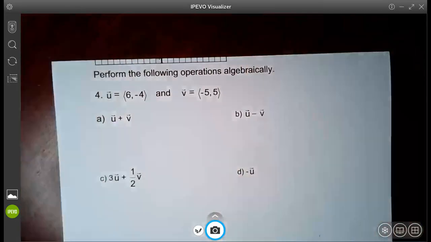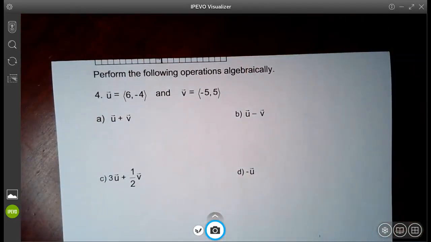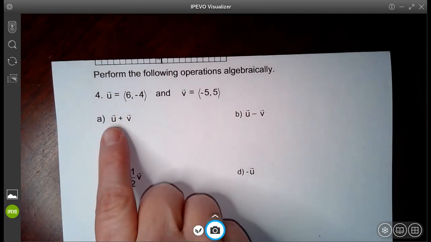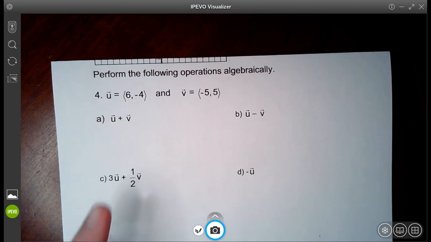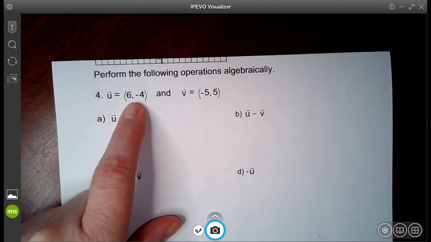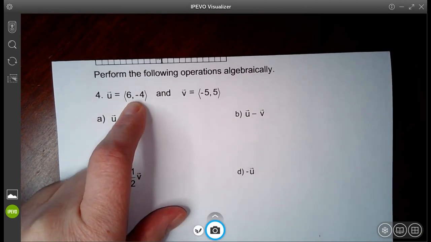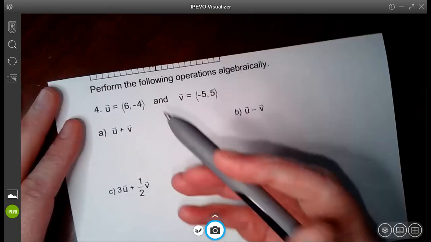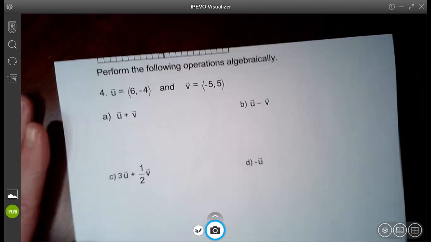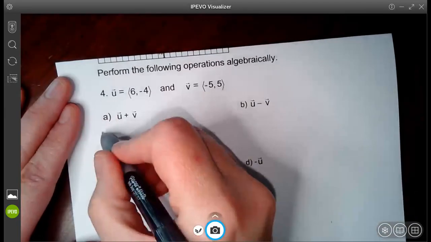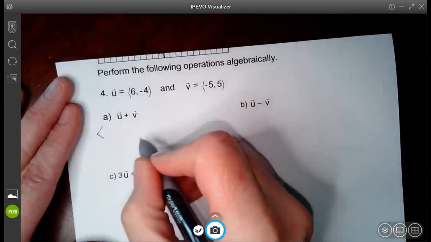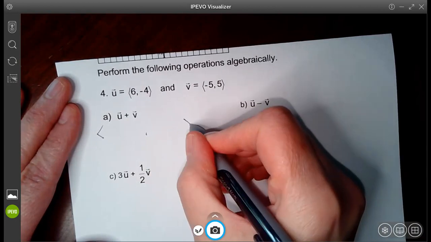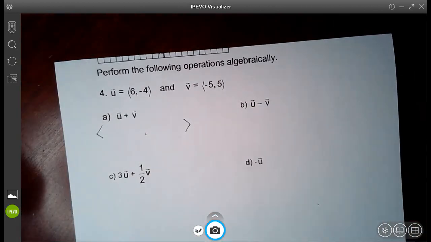We're looking at this bottom section here, and we want to perform the following operations algebraically. So we're not using a graph. We're just going to do what it says. And here we are adding, or we know that our component parts for u are 6, -4, and v is -5, 5. So if I want to do u plus v, I'm going to have my little thing here that means vector. I'm going to put a comma in between, and I'm doing my end over here.